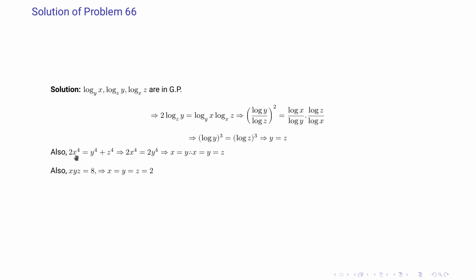Now we know that 2x to the power 4 is equal to y to the power 4 plus z to the power 4. So 2x to the power 4 is equal to 2y to the power 4 because we substitute y is equal to z from here. So z becomes y, so this becomes y to the power 4, and y to the power 4 plus y to the power 4 is 2y to the power 4. So from this we can say that x is equal to y, and therefore x is equal to y is equal to z. Now x is equal to y is equal to z and xyz is equal to 8. So x is equal to y is equal to z is equal to 2.